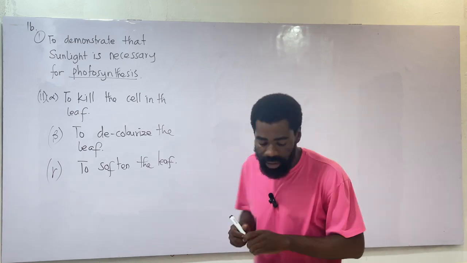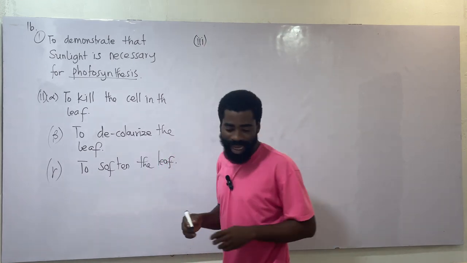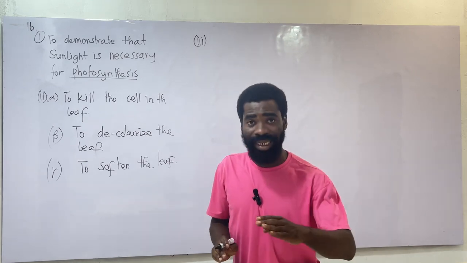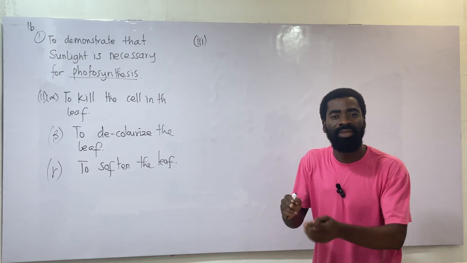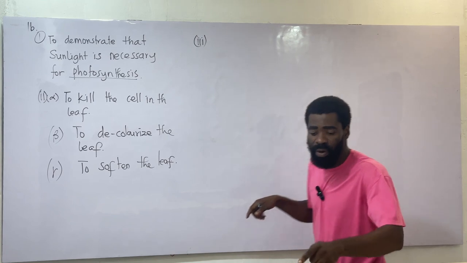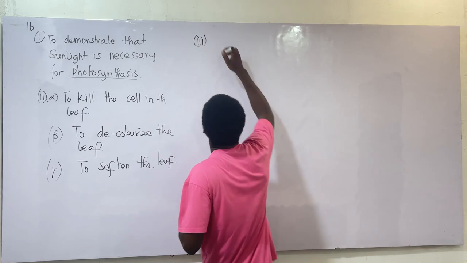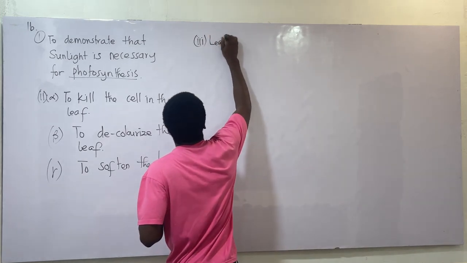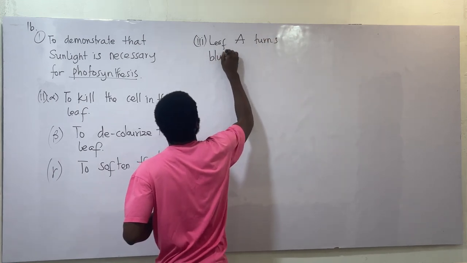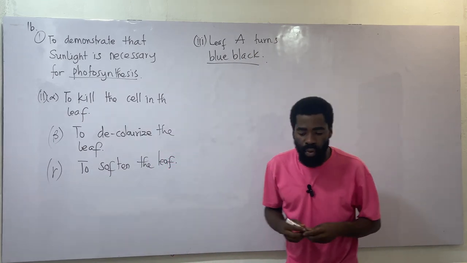Now state the color change. Still 1B II. What is the color change of leaf A? Remember that since A was placed in the sunlight, all conditions were necessary. Hence, starch has been formed. And starch in the presence of iodine will give us a blue-black color. So state the color change of leaf A. Leaf A turns blue-black. That is the color change.